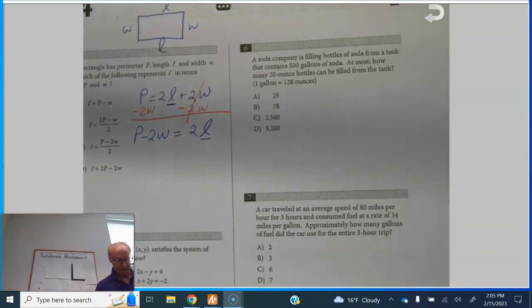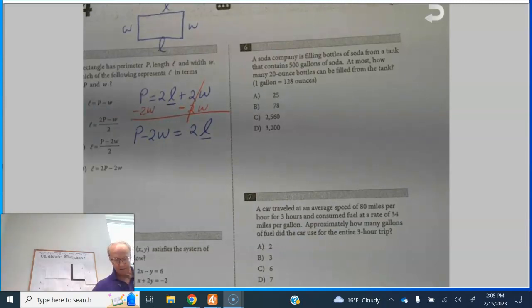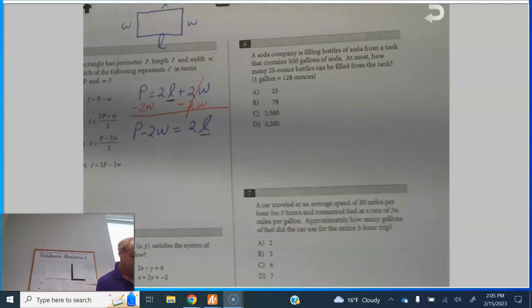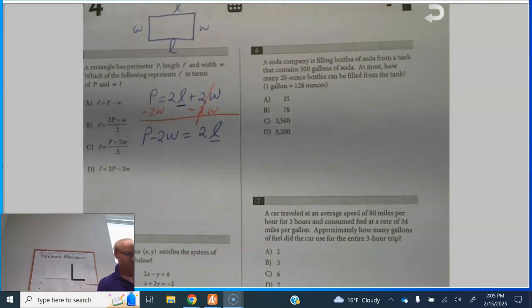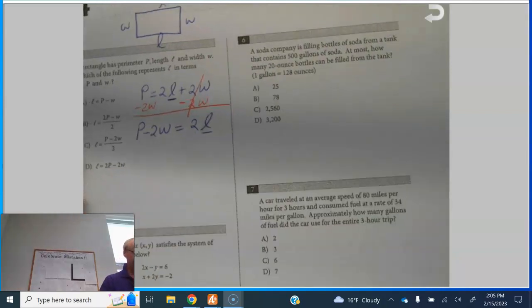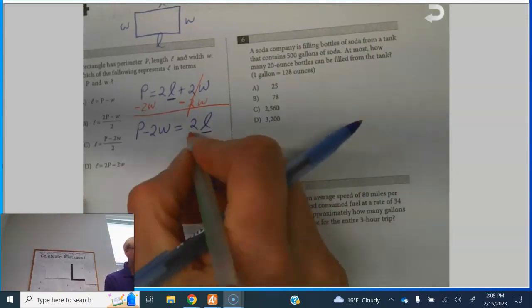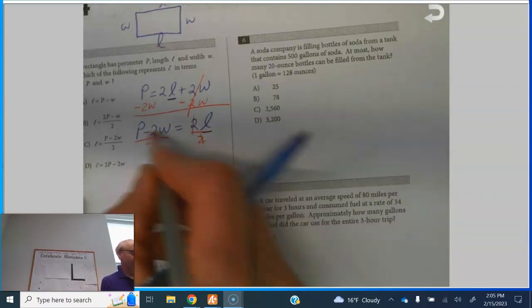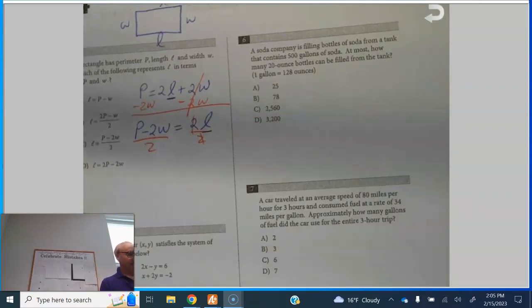Fernando, what do I do next? Divide by 2 on both sides, of course. So just divide by 2 on both sides, and we say that we have solved for L in terms of P and W. And you'll have your equation and you'll see it.